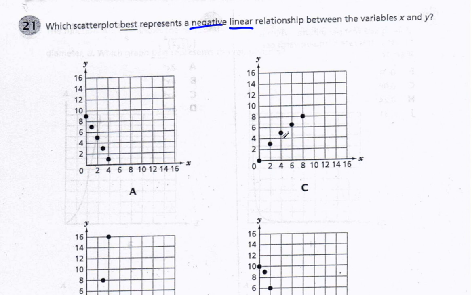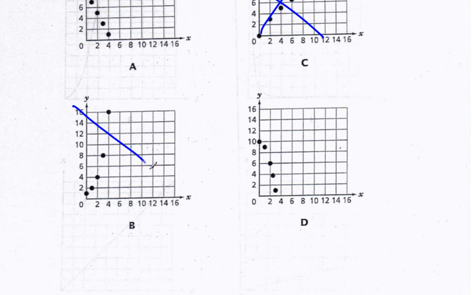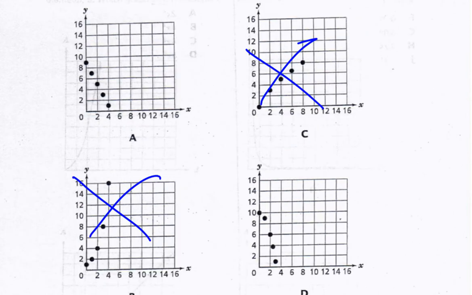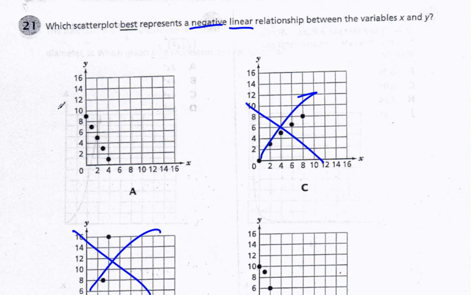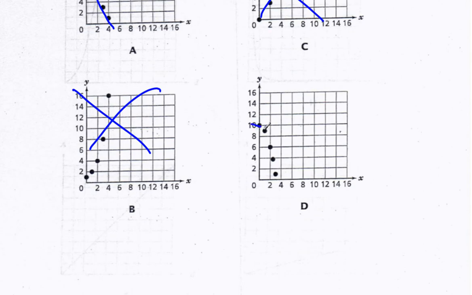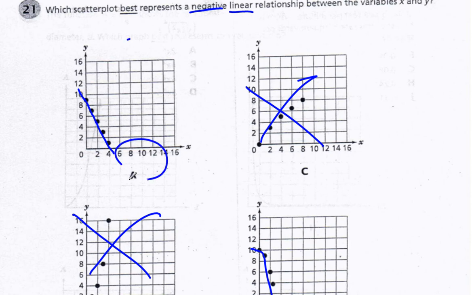Okay, 21. Which scatterplot best represents a negative linear relationship? So it's got to be linear, so it can't be going up. That leaves A and D, and some people will say, well, both of those are negative, so which one is it? Well, the other key word we underline here is linear, which means if we connect all the points, it should make a straight line. This one here, this droopy waterfall looking thing, is not linear. So our answer has got to be A.